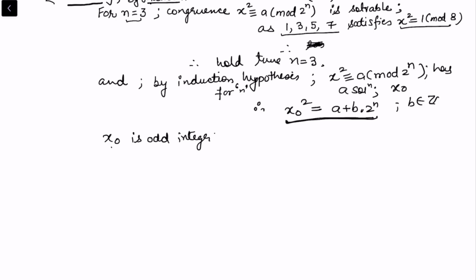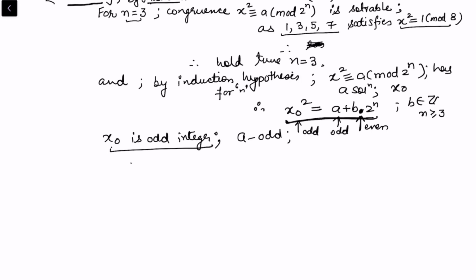And notice here that x naught is an odd integer because a is odd, and here this expression is b into 2 to the power n, and we know that n is greater than or equal to 3. So that means this expression is even, but a is odd, so the total quantity on the right hand side must be odd. So this means x naught is an odd integer, so that the net result makes sense.